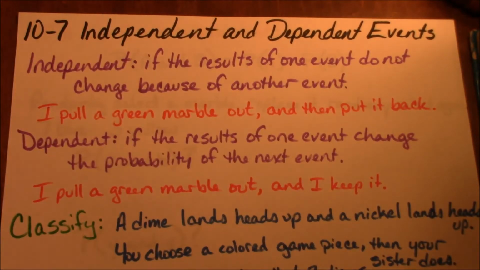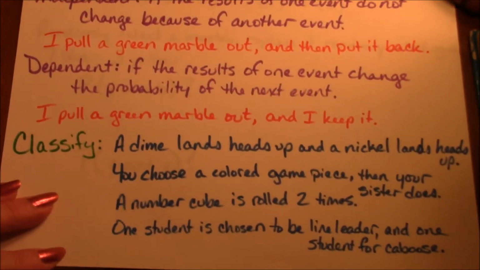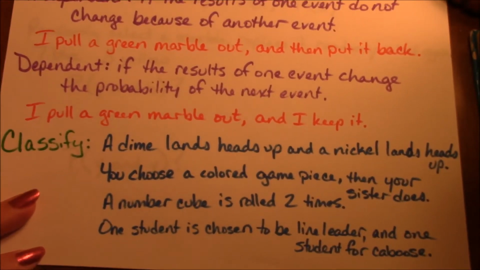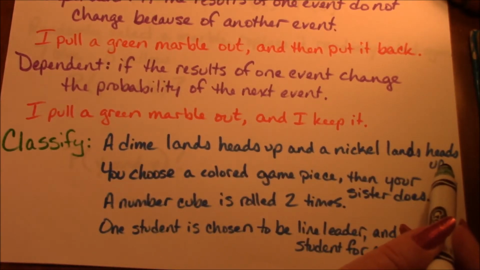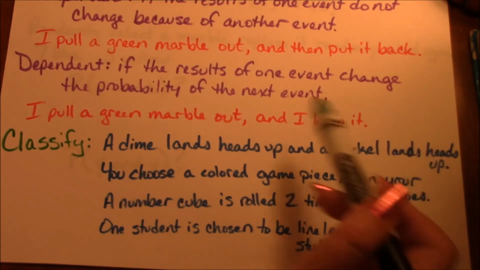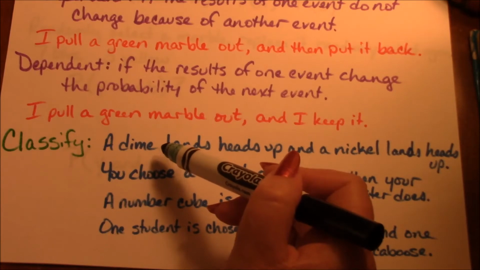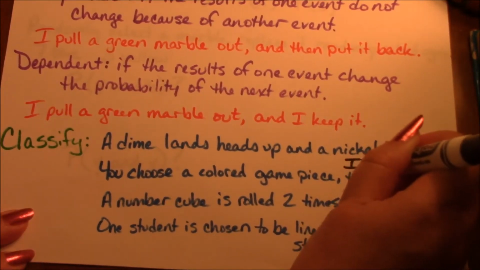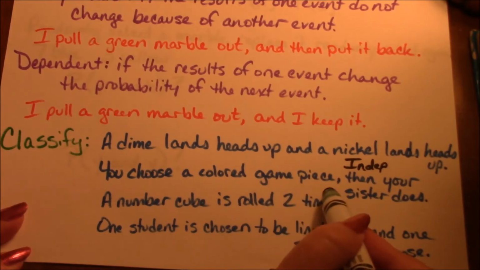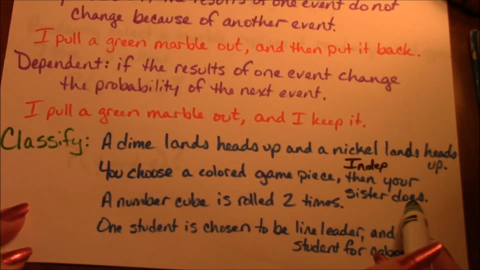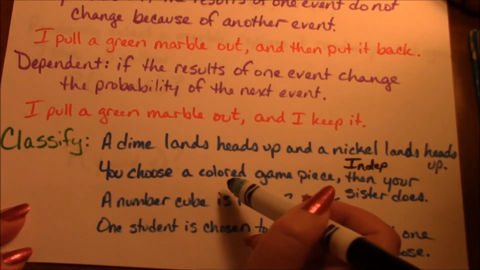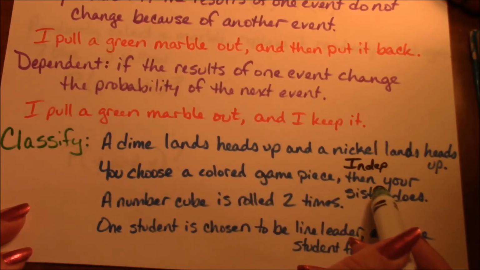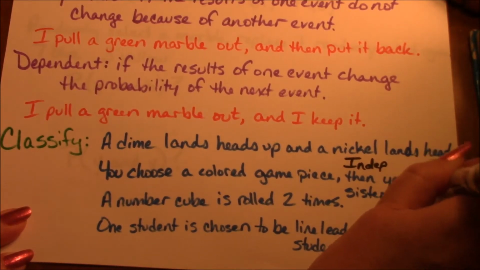So, first thing we're going to ask you to do is classify a bunch of situations as dependent or independent. If a dime lands heads up and a nickel lands heads up, is that nickel dependent on what happens with the dime? No, those are going to be independent. You choose a colored game piece and then your sister does. Does what your sister chooses depend on what you choose? Yes, it does, because if you picked the blue one, she doesn't get to pick the blue one. The blue one's not there anymore. So that is a dependent event.